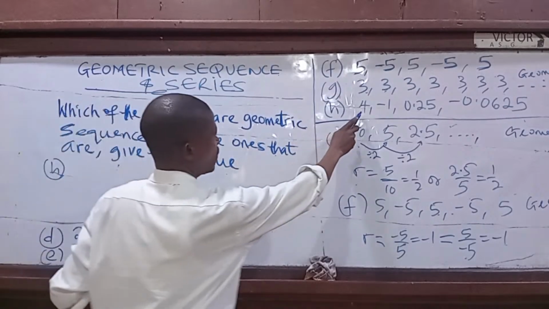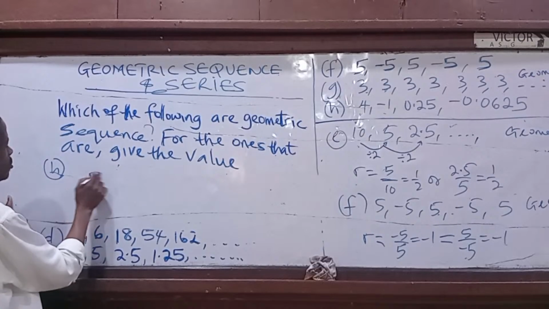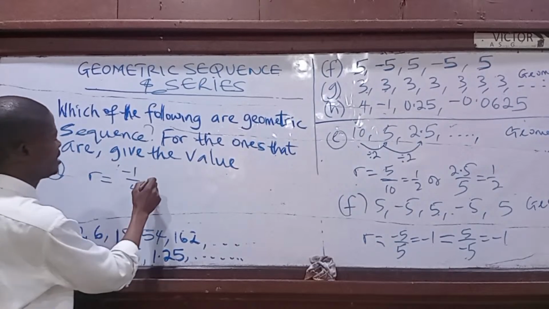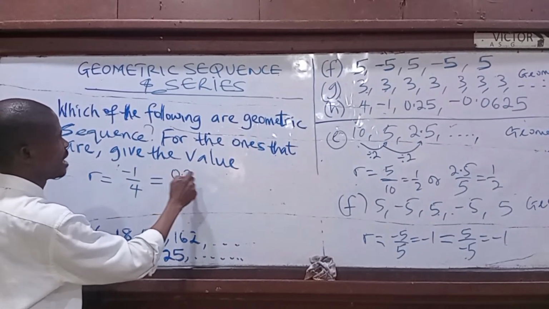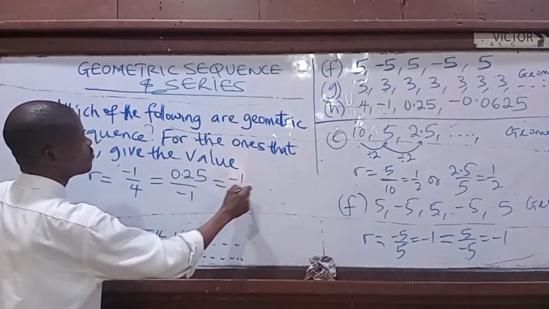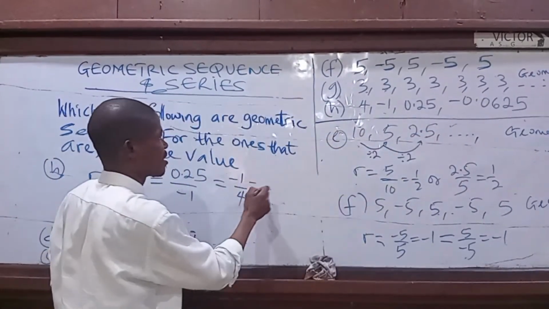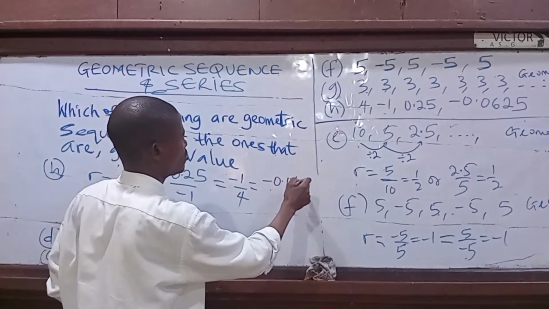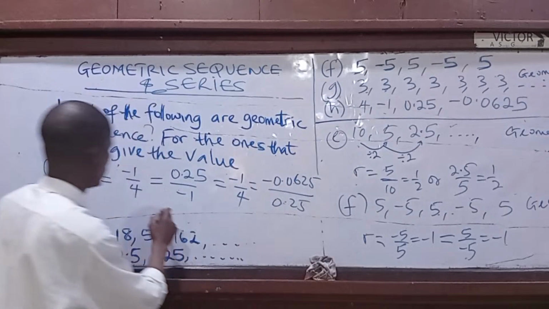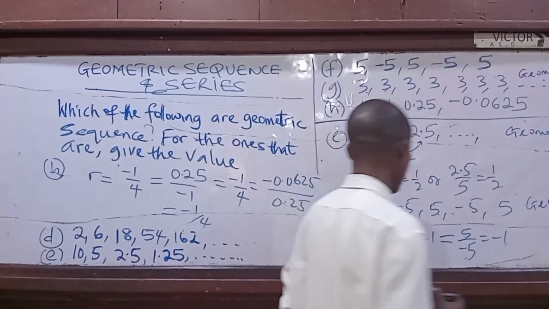We have this one, 4, minus 1. The common ratio will be equal to minus 1 over 4, which is also equal to 0.25 over minus 1. If you do that, it will give you minus 1 over 4. Then continuing, minus 0.0625 over 0.25 will give you minus 1 over 4. So it is geometric.